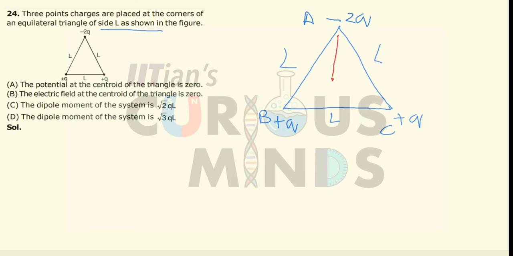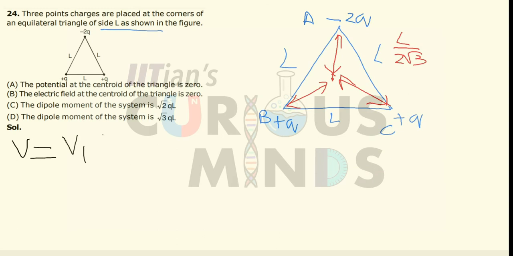The distance of the centroid from any one of the points of an equilateral triangle is equal to L divided by 2 root 3. So the distance from any one of the charges over here will be equal to L divided by 2 root 3, which will remain the same. So let us first find out the potential.